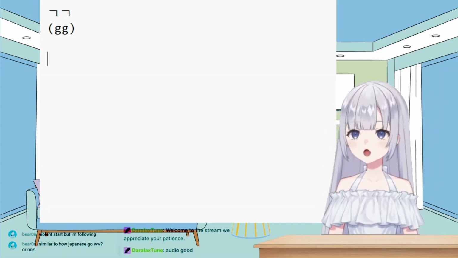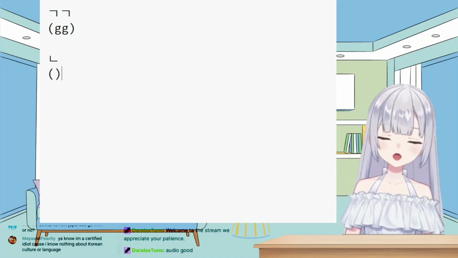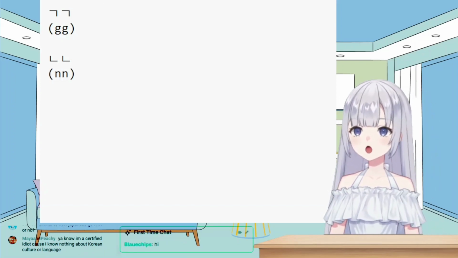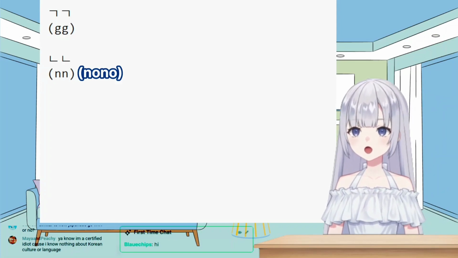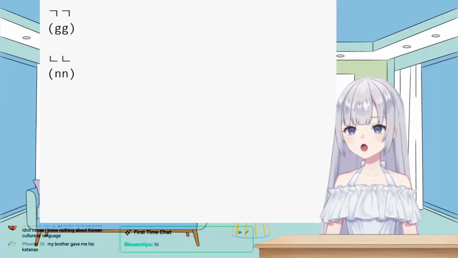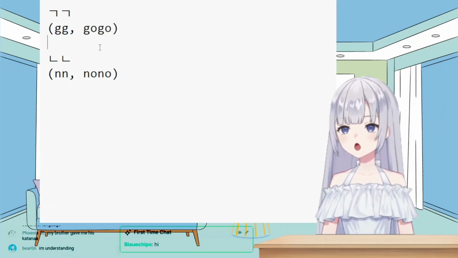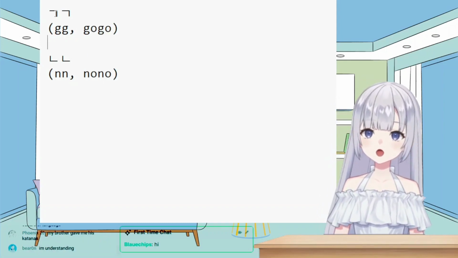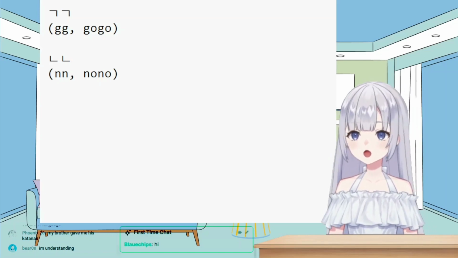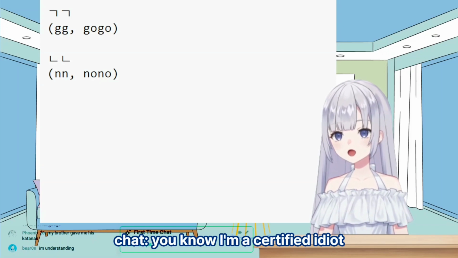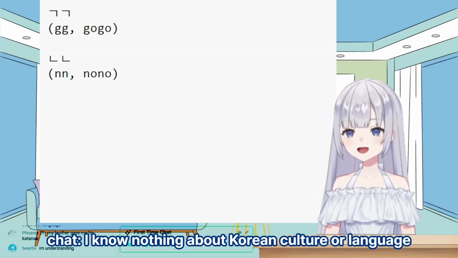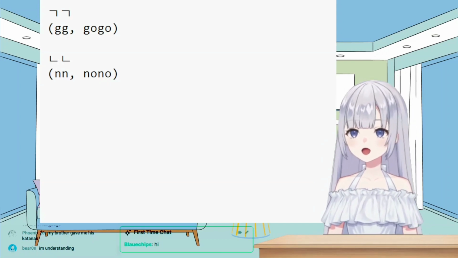Like a person sitting down. So that is the N sound, and there are two of them. We read it as no. This is no, so N sound. So far we've got gogo and no for the G sound and N sound. Alright, still following? Good.